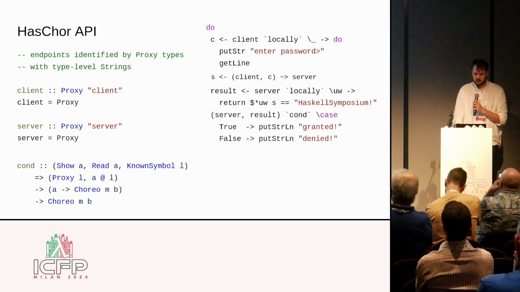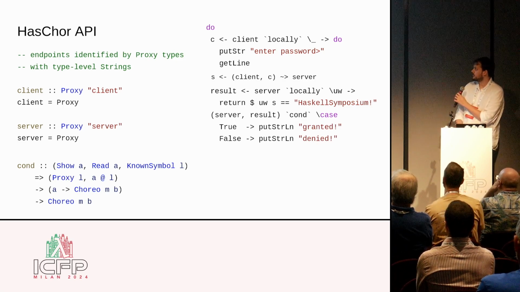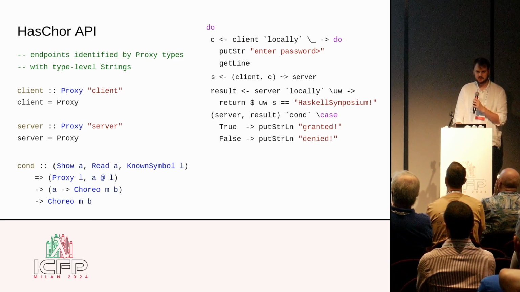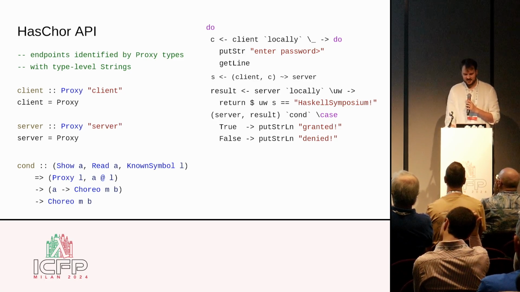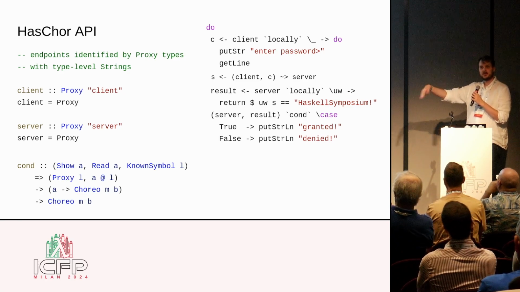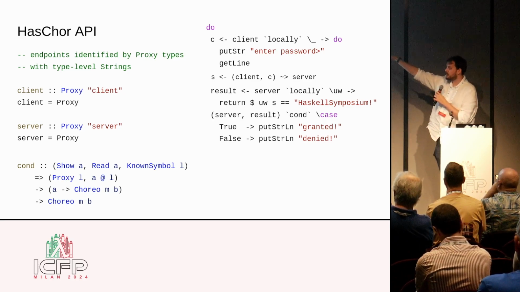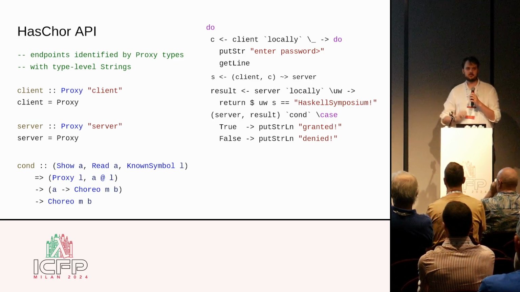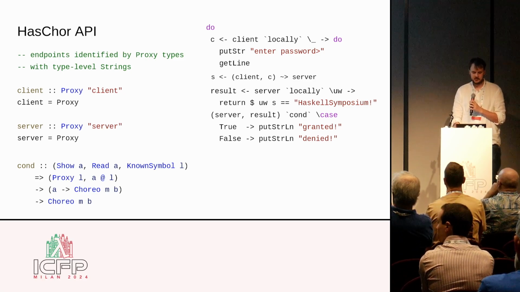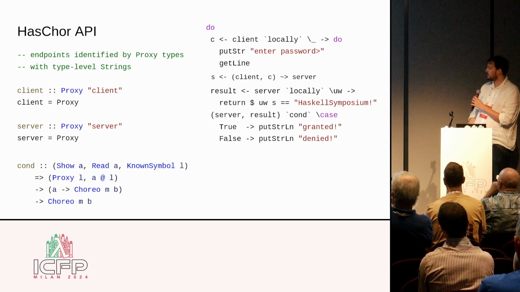Right. And then you can use this cond operator to case on true and false. I'm sorry for the lambda case, Leonard. But the choice that is made here, which branch to take, is propagated to all the endpoints, because you might have further communication in these branches, and you want to sync up those calls. So this is the HasChor API. I haven't changed this at all.